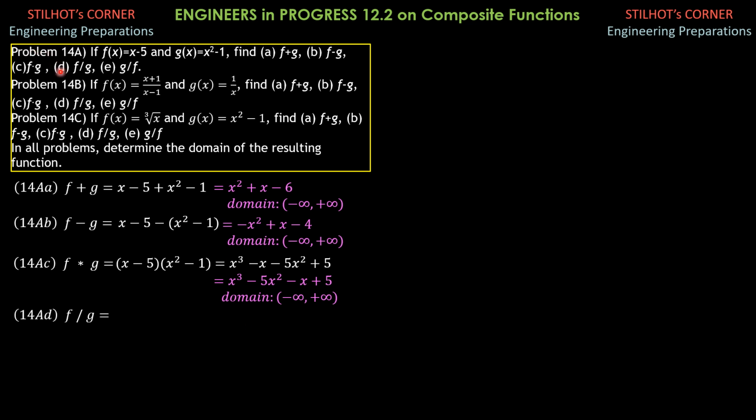14d, f divided by g, so that's quantity x minus 5 divided by x squared minus 1. So there is a denominator this time. The denominator is 0 when x is plus or minus 1. Therefore, the domain is the set of real numbers except where the denominator is 0, or except x is plus or minus 1.